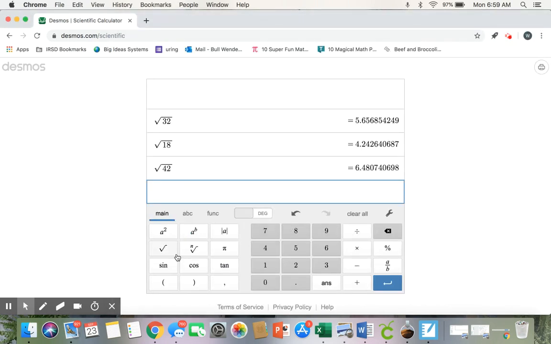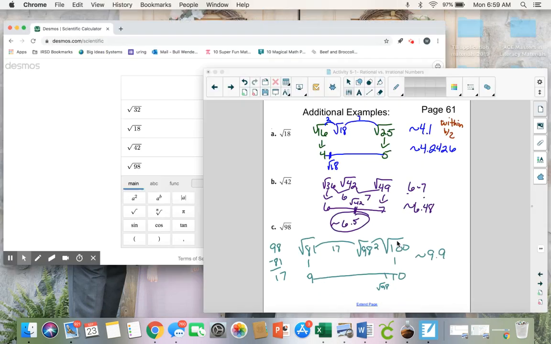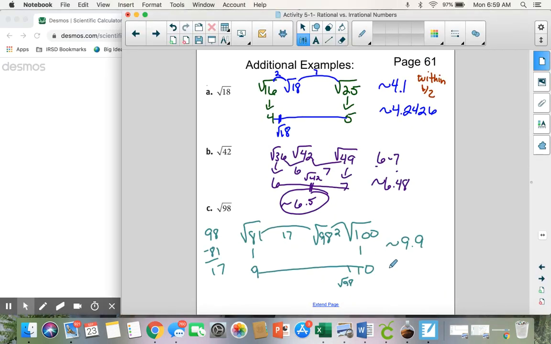Now I'm going to check it. And again, I do not use the calculator before I get to my checking. The calculator says that it is 9.899, so my estimate was pretty close, which is about the same thing as 9 and 9/10.